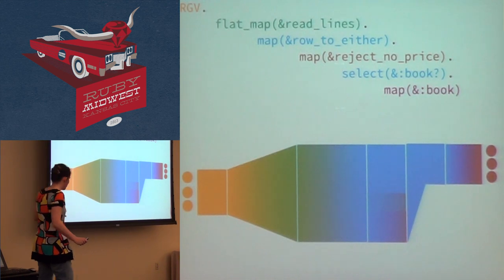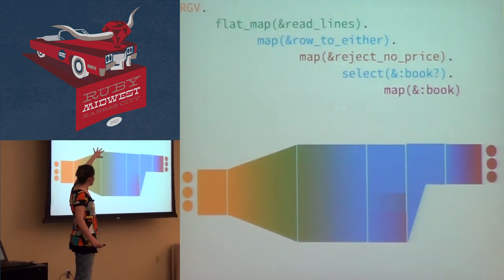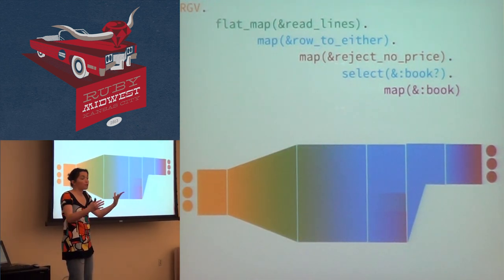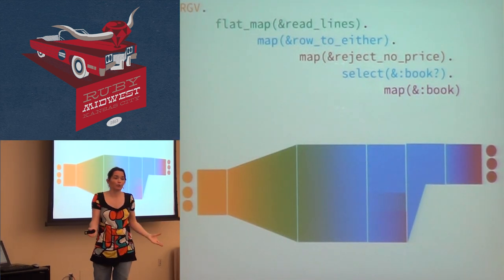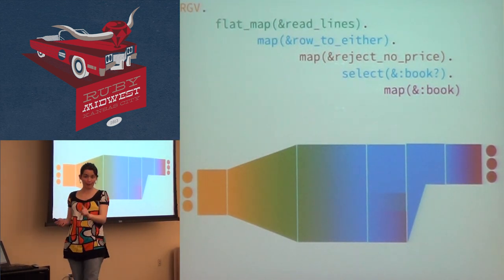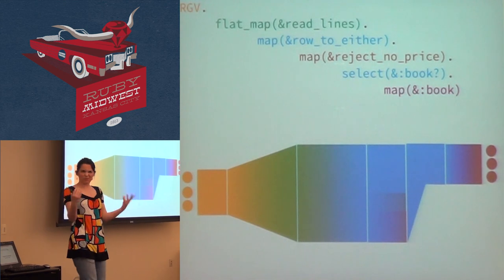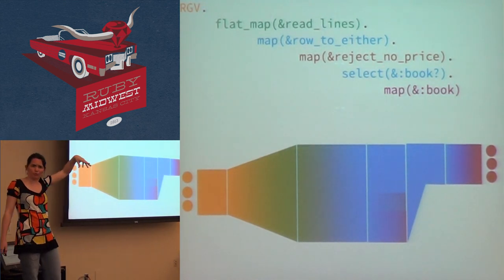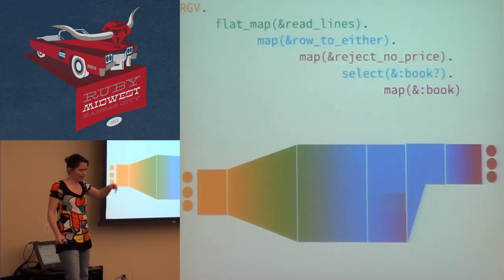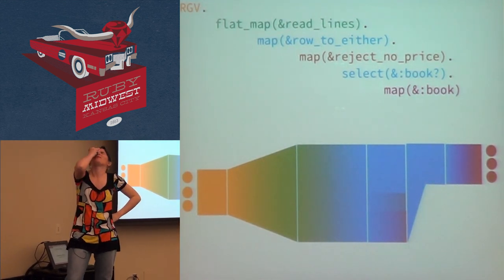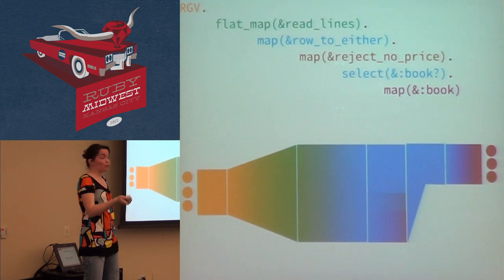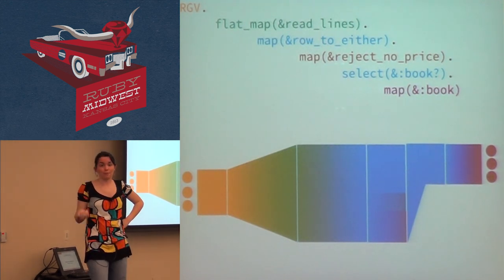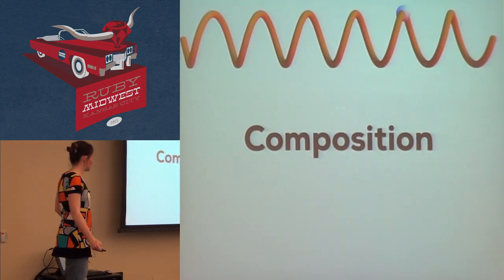What I want is for each of those steps to, well, first what I want them to do is just print something out so that I can check what order they're happening in. So I was doing that, and the first thing I did was go into read lines and add a print statement. And then I went into row to either and I started to add a print statement. And I said, wait. I can do better. I know a better way to do this. And that better way is composition.